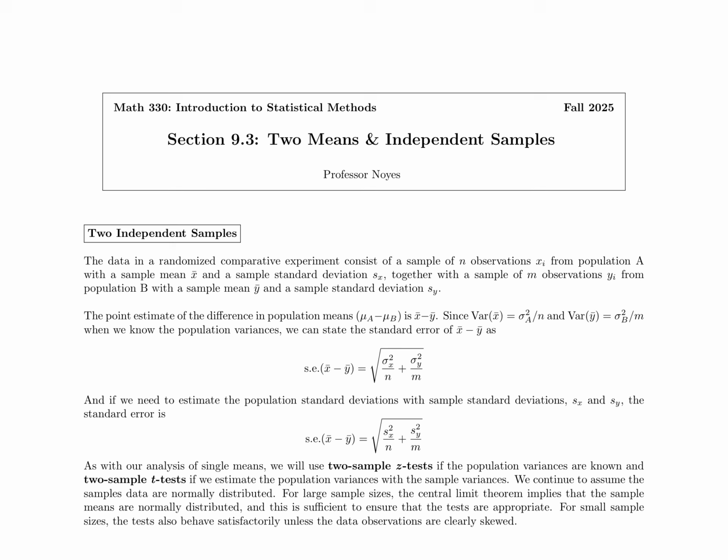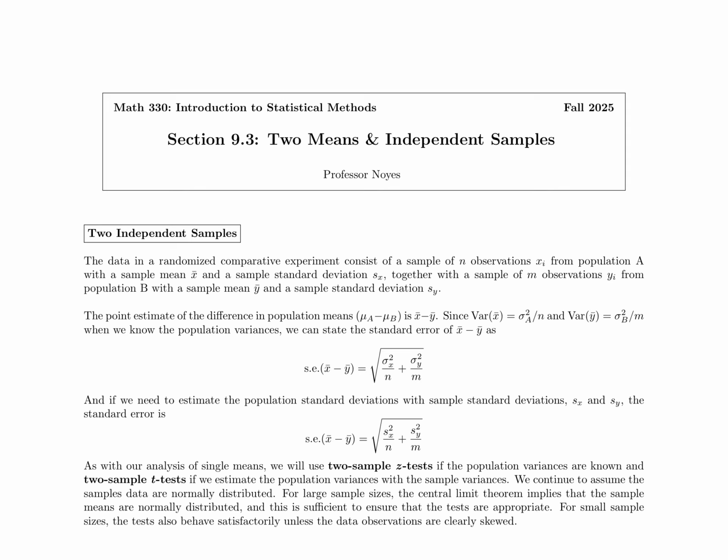The point estimate of the difference in population means, or mu A minus mu B, because we're talking means again, we're going to be estimating each one with its sample mean. So the parameter is mu A minus mu B, and the point estimate, or our sample statistic, will be x bar minus y bar.